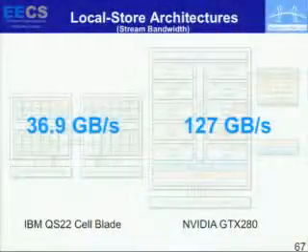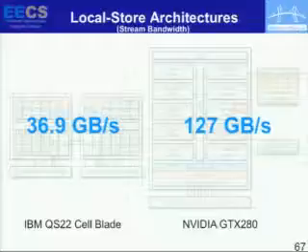120 gigabytes a second. Oh, actually, you know what? I do have some. Hold on. Here we go. So this is the stream bandwidth achieved for both of these architectures. So these numbers, the Cell's 37 gigabytes is in line with the Nehalem, but the NVIDIA 128 is just off the charts. And that's because it's using a special memory that has less capacity but much higher bandwidth.